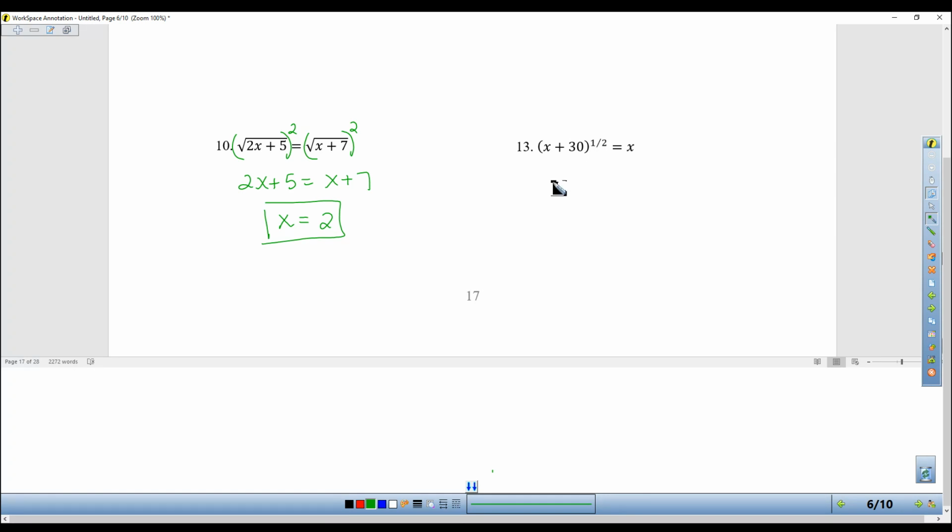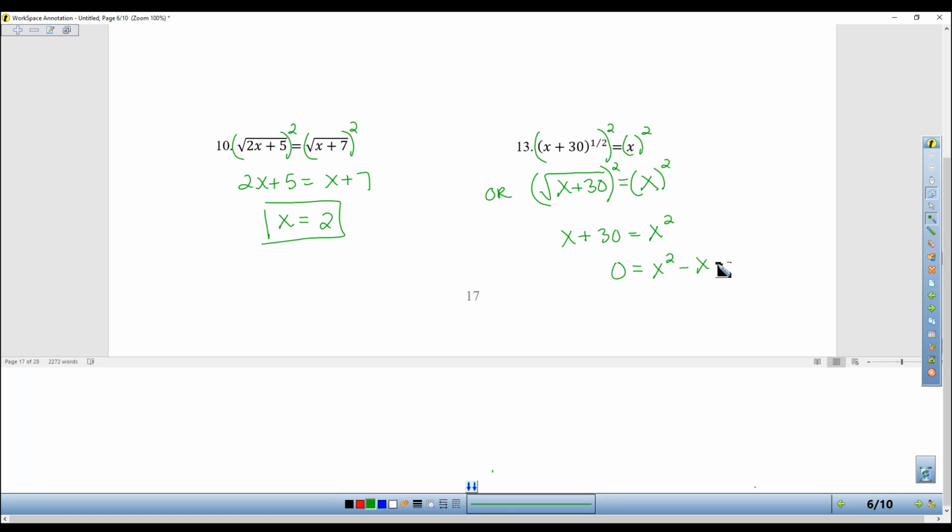So this is raised to the 1/2. So last time we did this. That's good. Or you can actually change a 1/2 to square root notation and then square both sides. Whatever's easiest for you. Either way, you're going to get x plus 30 is equal to x squared. I see an x squared in my equation. What do? I set it equal to 0 and factor.